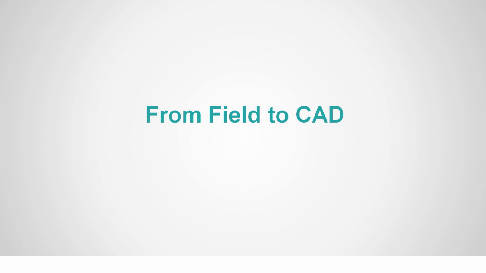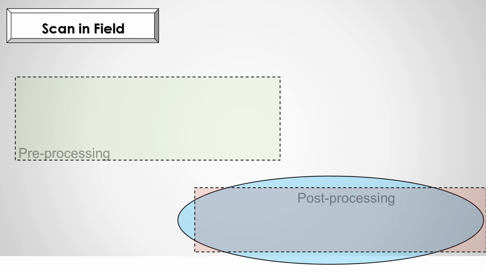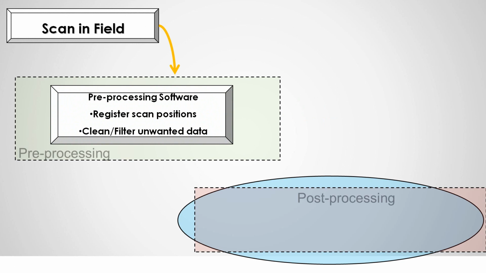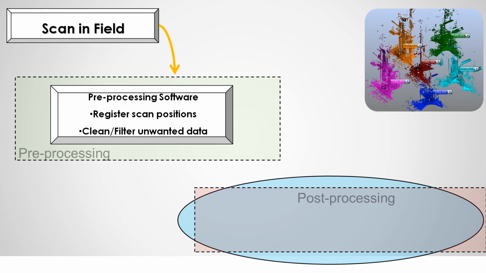Let's quickly review what it takes to go from field to CAD. Beginning in the field, the surveyor is going to take the laser scanner and set up in each position where data is required. All of these scans are then going to be brought into what's called pre-processing or registration software. We have to do this because we have all of these different scan positions, but none of them are related to each other, and we need a way to get them into an organized coordinate system.